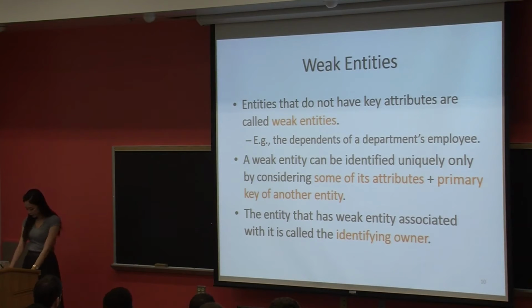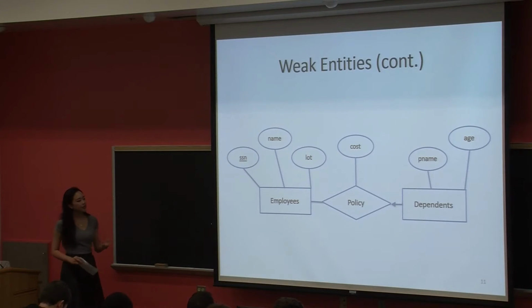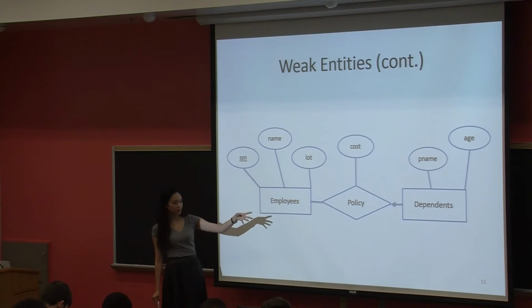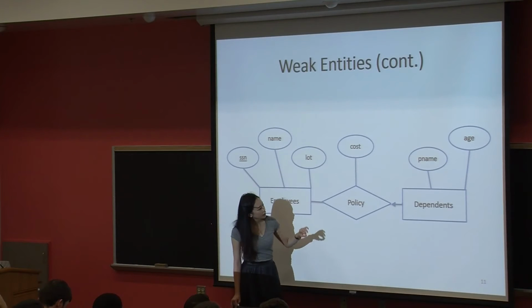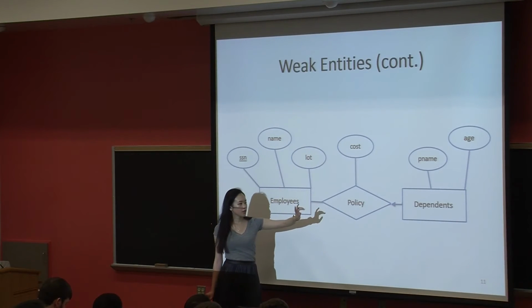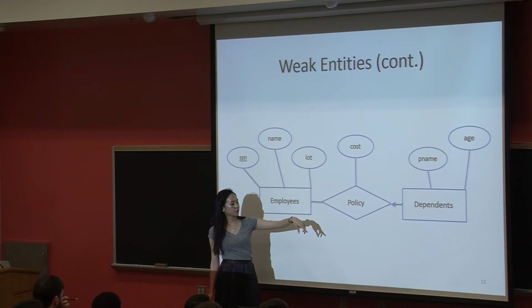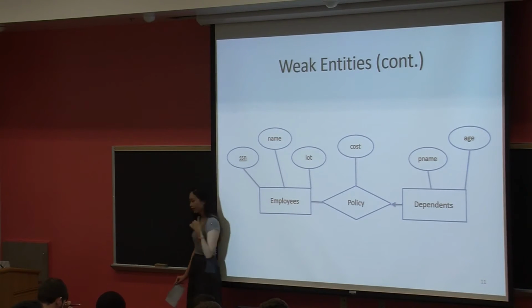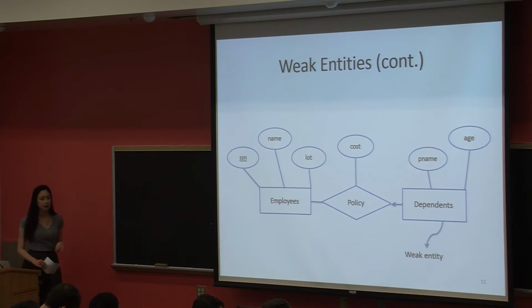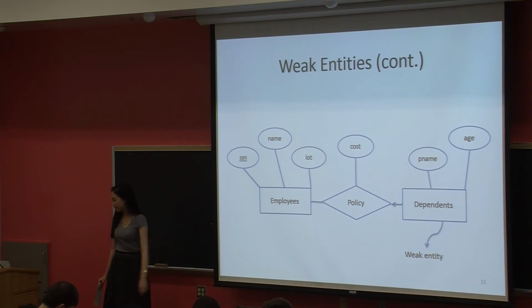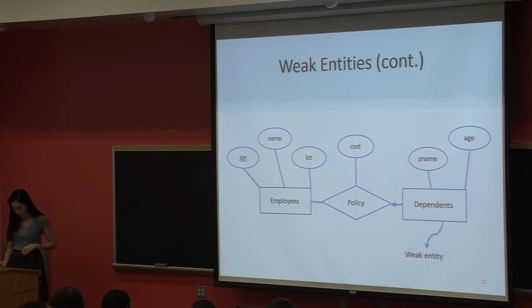That's a good question. Okay, so let's see how we will denote weak entities in the ER diagram, all right? Say we have employees having the policy for the dependents, okay? Right here, I now put this because one dependent in the system can relate to at most one employee, okay? So for the dependent, that would be the weak entity in this example, right? Weak entity is dependent. And the employee will be the identifying owner, right?